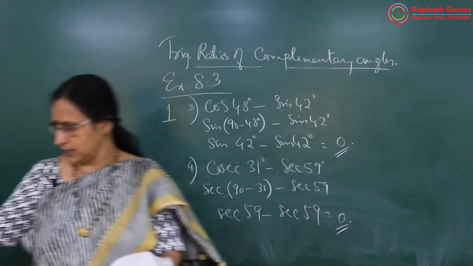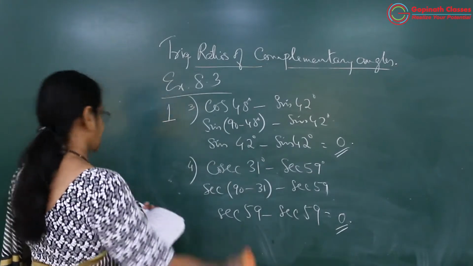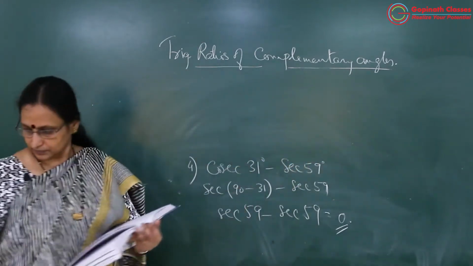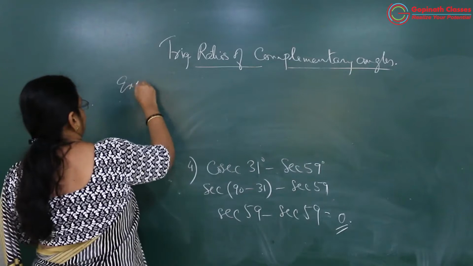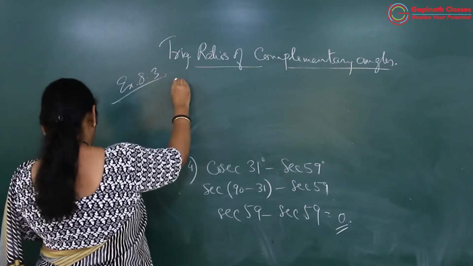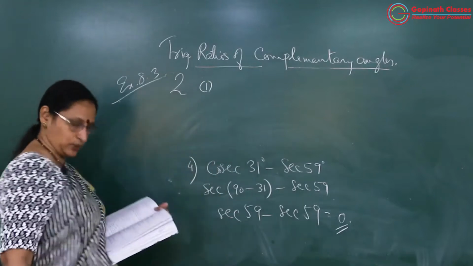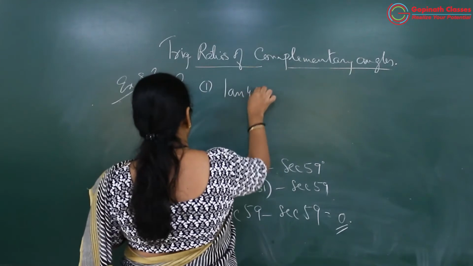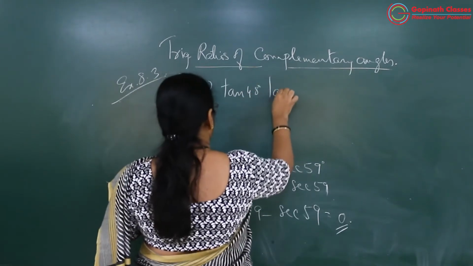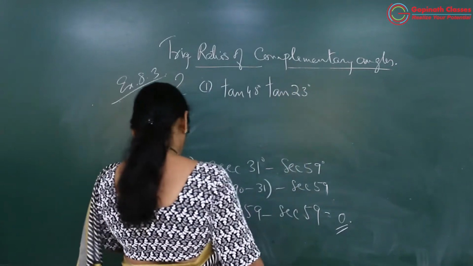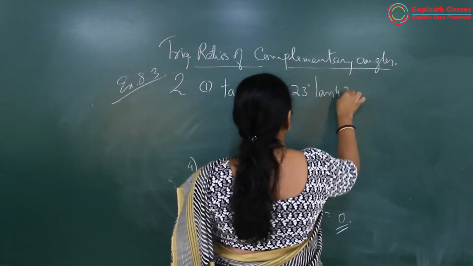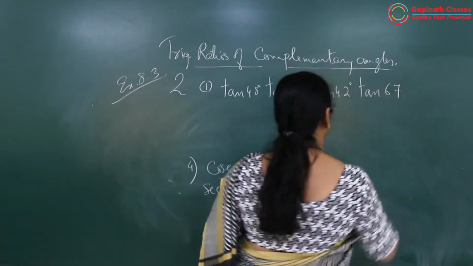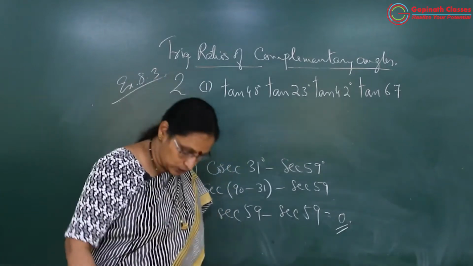Now, I will be doing alternatively, that is main question number 2 of 8.3. First question, second you have to do, first one I will do it. Tan 48 degree into tan 23 degree into tan 42 degree into tan 67 degree. We want to show that it's equal to 1.